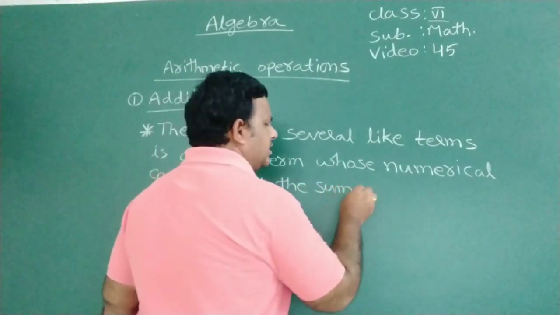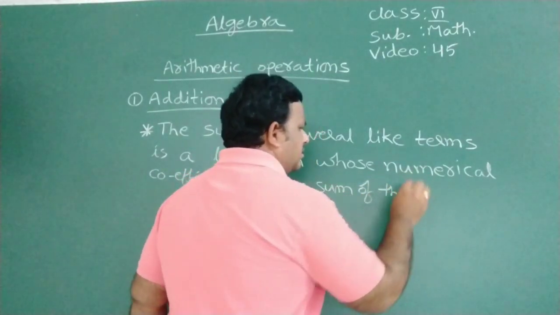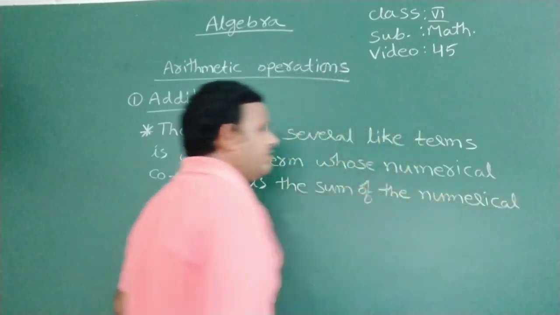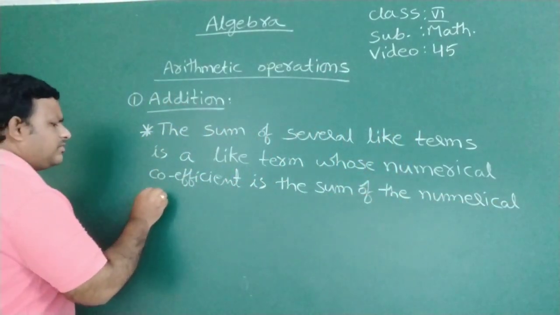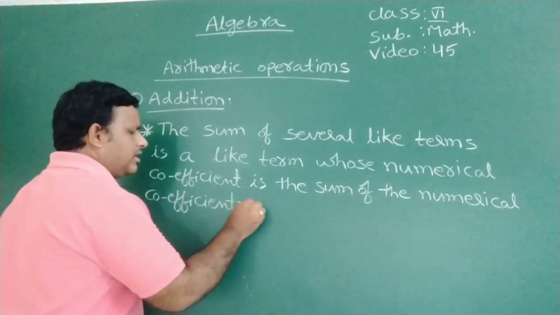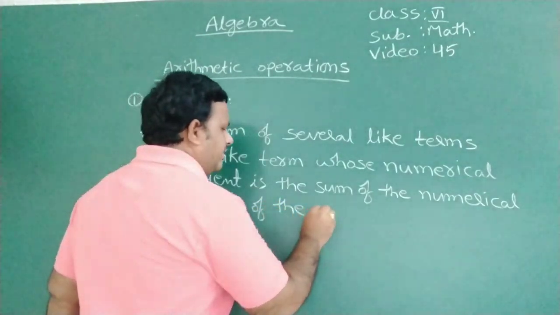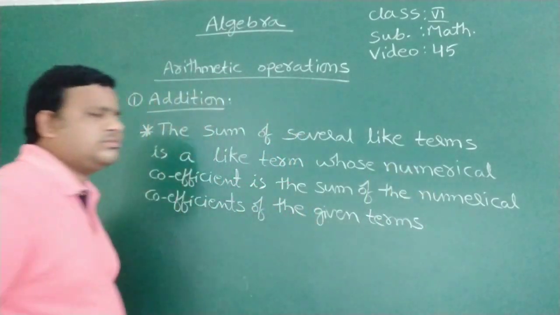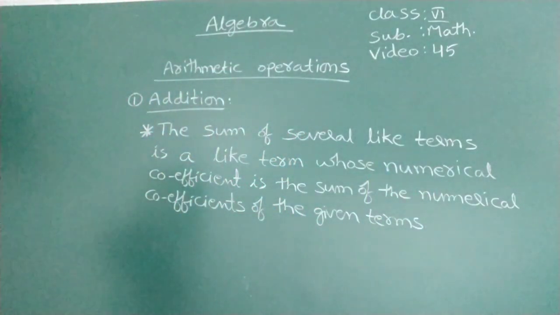The sum of the numerical coefficients of the given terms. Okay. So what is the condition? The sum of several like terms is a like term whose numerical coefficient is the sum of the numerical coefficients of the given terms.